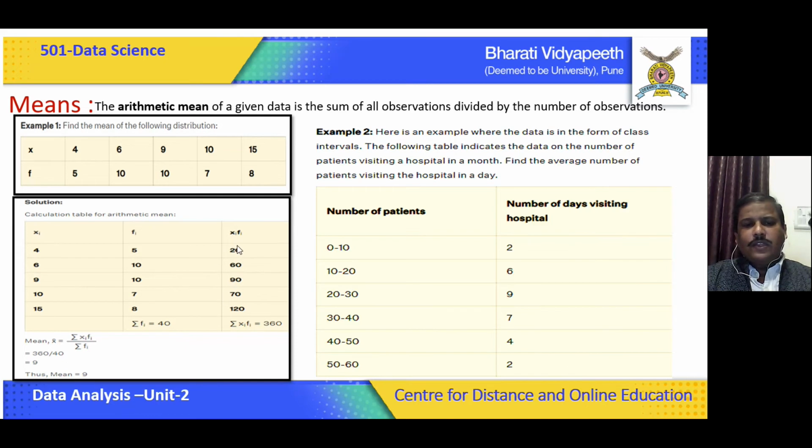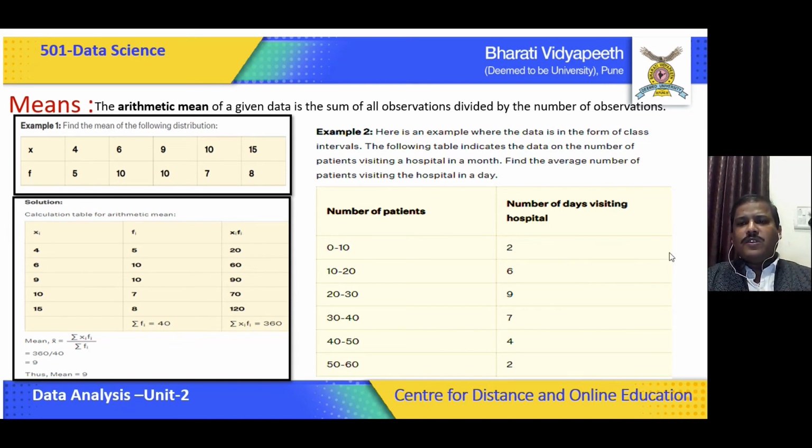After getting the xi fi products, you take the summation of all these values. So the sum of xi fi is 360. Then the number of occurrences, the sum of frequencies 5, 10, 10, 7, 8, is 40. Just divide it to find the mean: 360 divided by 40 equals 9. Thus the mean is 9. This is a very simple example for how to find the arithmetic mean, right?